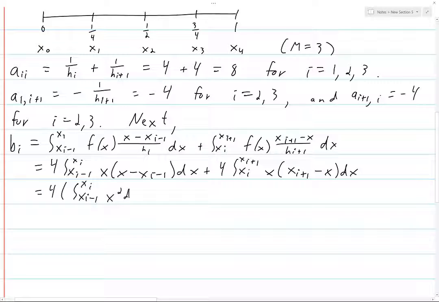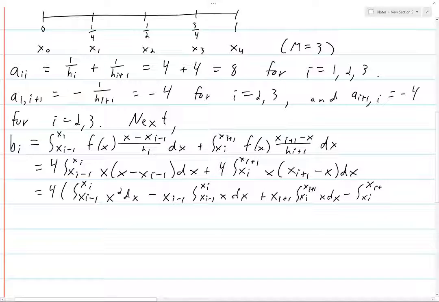We'll have the integral of x squared dx, and then x_{i-1} is just a constant. The variables are x's. So minus x_{i-1} times the integral from x_{i-1} to x_i of x dx, plus, and again, x_{i+1} is just a value, so we bring it outside. And then lastly, we subtract the integral from x_i to x_{i+1} of x squared dx.